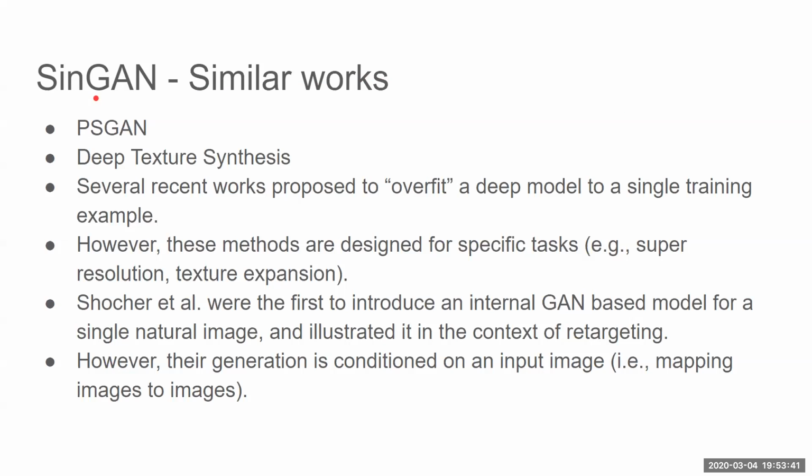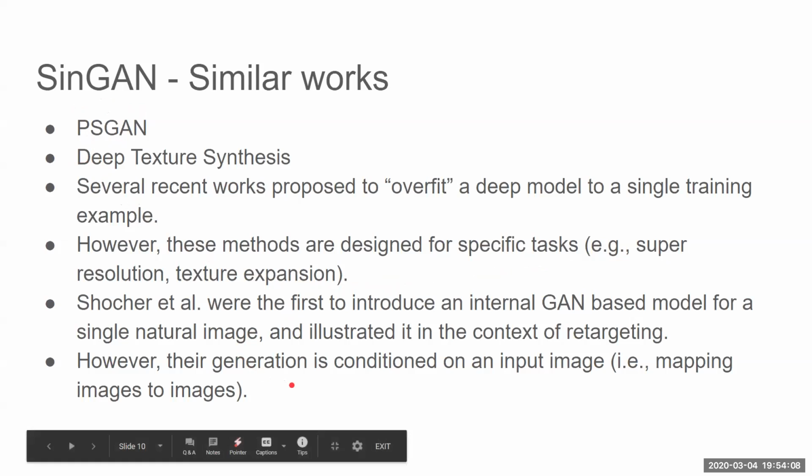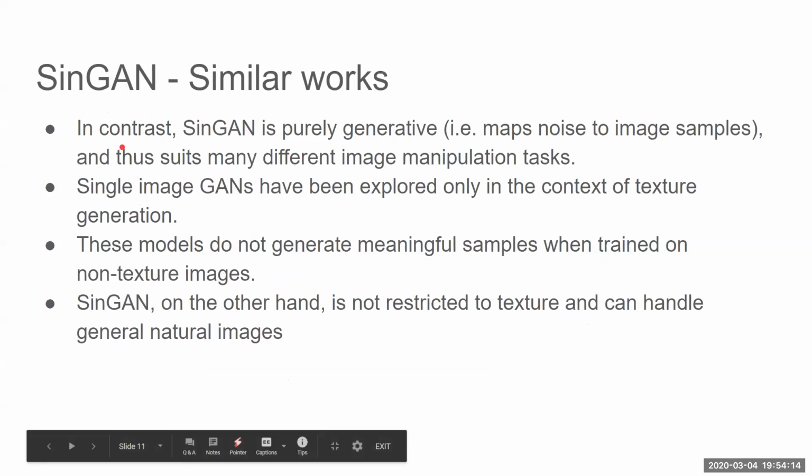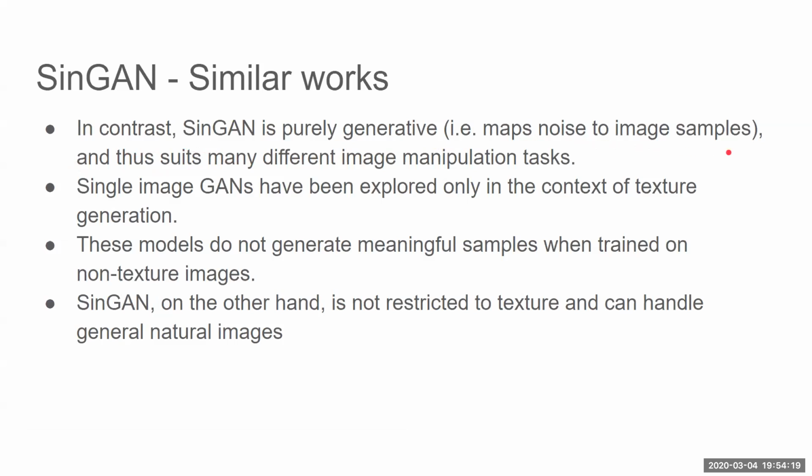Similar works have been done in previous years that work on a single image only. There are PSGAN and deep texture synthesis, and they try to overfit the training image because they are designed basically for very specific tasks like super resolution or texture expansion. However, their generation is conditional on the input image, which means they try to map image to image, while SinGAN is purely generative and maps noise to the image sample.